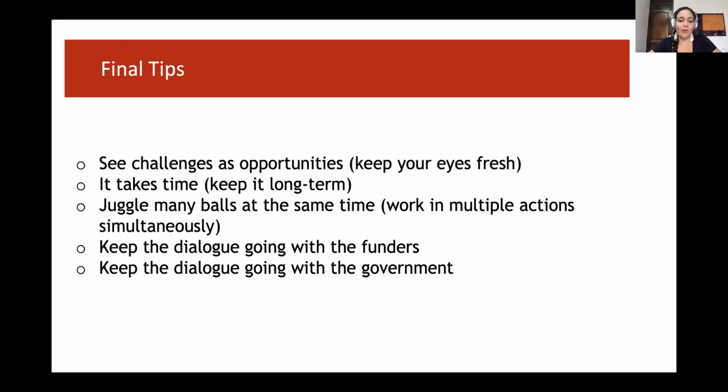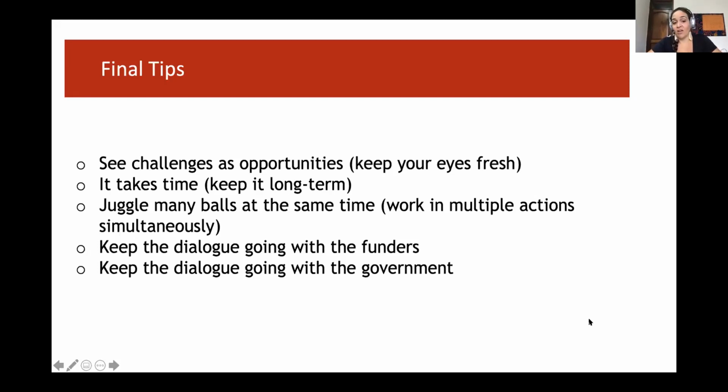So when you think about your model, keep it long term. Don't think that you'll be able, at least for us here, it takes a long time to establish and to get it going. So think long term. And don't promise your donor that you have results very quickly, because it will probably take some time. Juggle as many balls at the same time as you can, because as I said, everything takes time. So the more you can do simultaneously, the more things move.